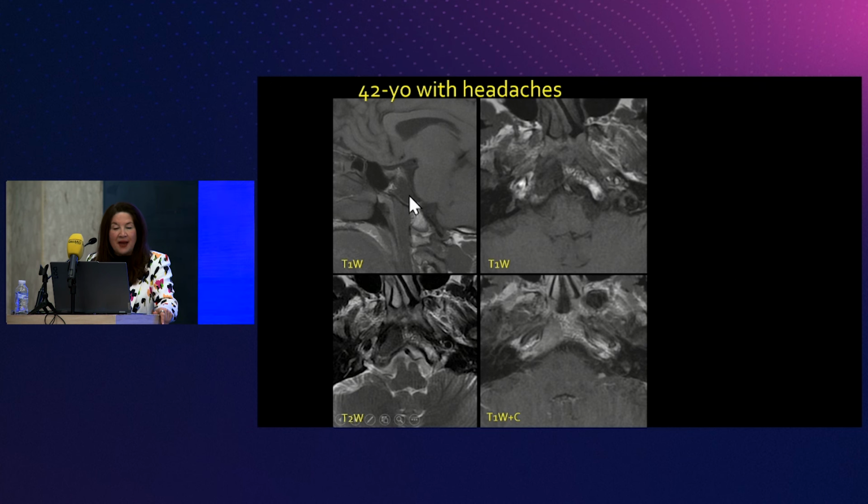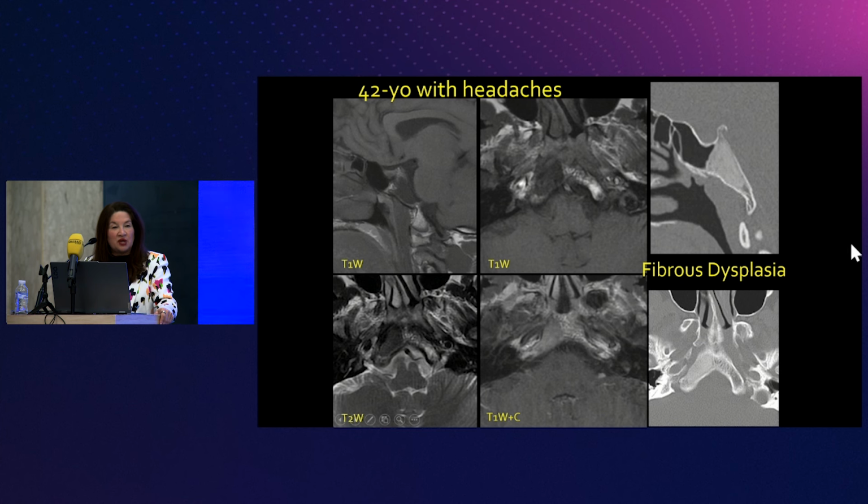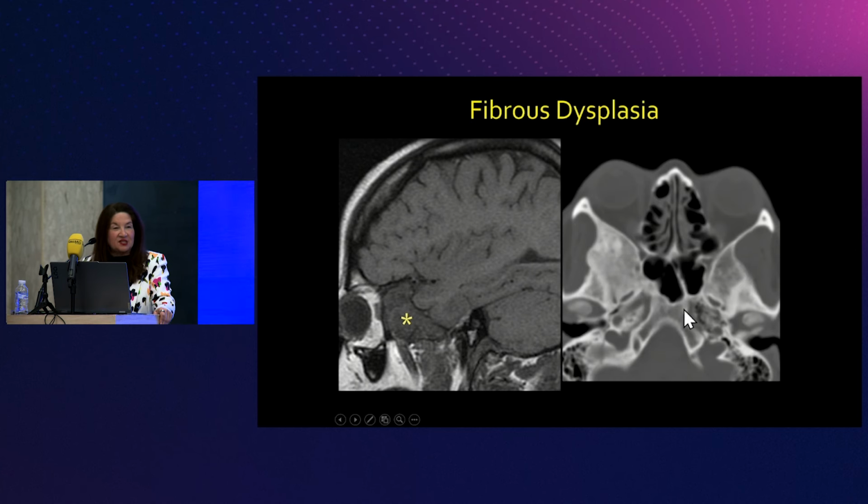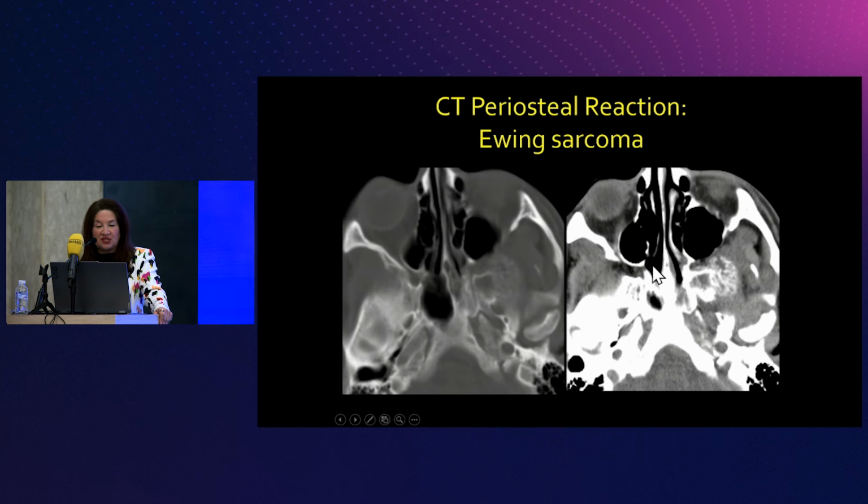This is a mass in the clivus that enhances. This was fibrous dysplasia. You know, the error here. Anytime I see a bone lesion to skull base, I get a corresponding CT. This is classic fibrous dysplasia. This patient was scheduled for the operating room to take out this meningioma. This is another case of fibrous dysplasia. You've got to do the complementary imaging studies.